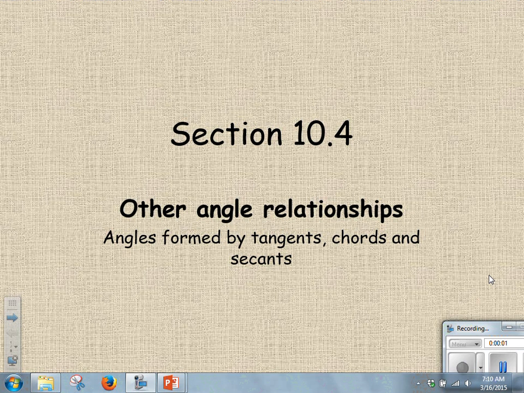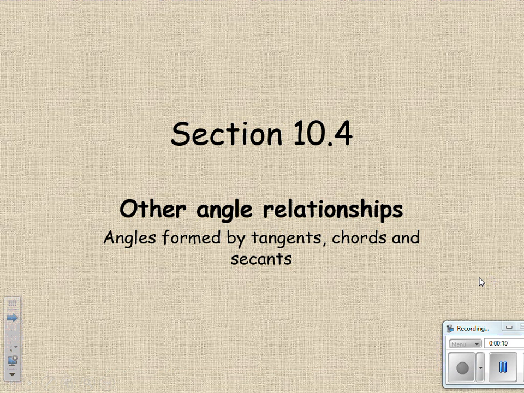We're going to start 10.4 tonight. We have a few more angle relationships that are forming in our circles by some tangents, some secants, and some chords. So you're definitely going to want to start memorizing these right away, because remember, on the quiz and the test, you won't get any of these formulas, any of these relationships. So you just have to be able to identify these based on how they look in the pictures.